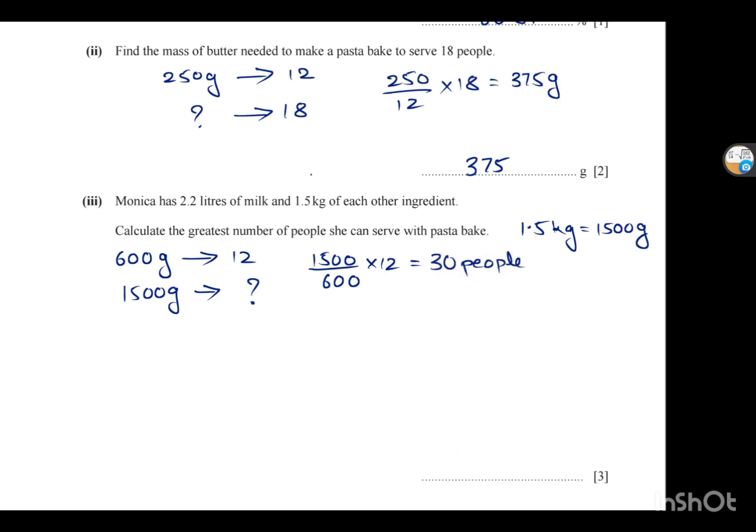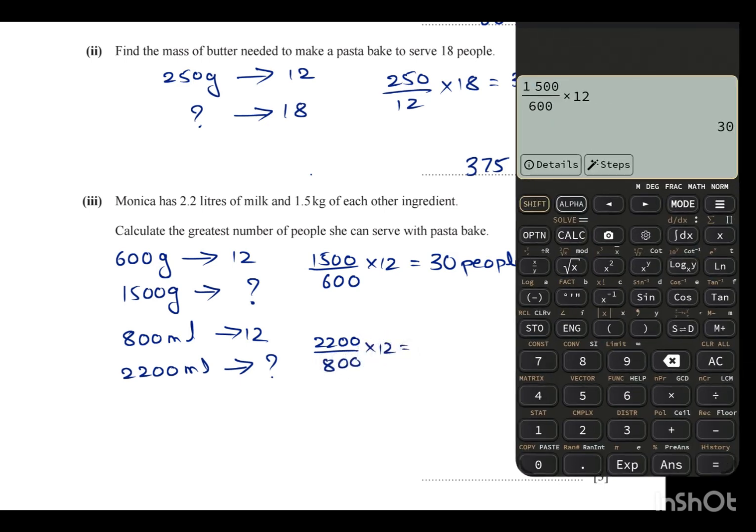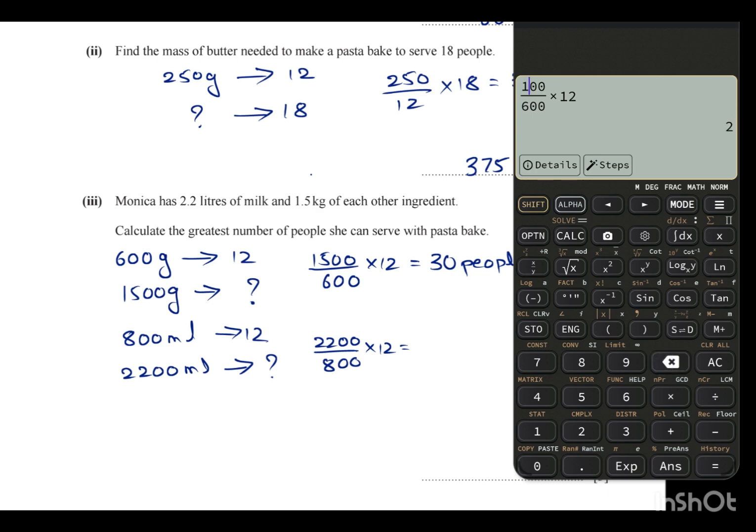Now let us also find for milk. Milk, we know already, is 800 ml of milk serves 12 people. So what we have is 2.2 liters of milk, which is 2200 milliliters. Why are we changing again into milliliters? Because the known quantity we have is in milliliters. So 2200 ml will serve how many people? Do the same thing again here: 2200 by 800 into 12, we get 33.